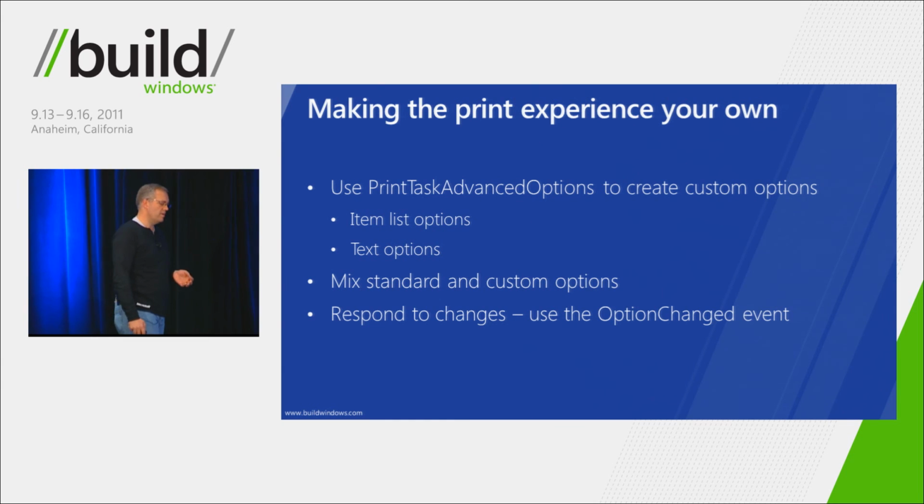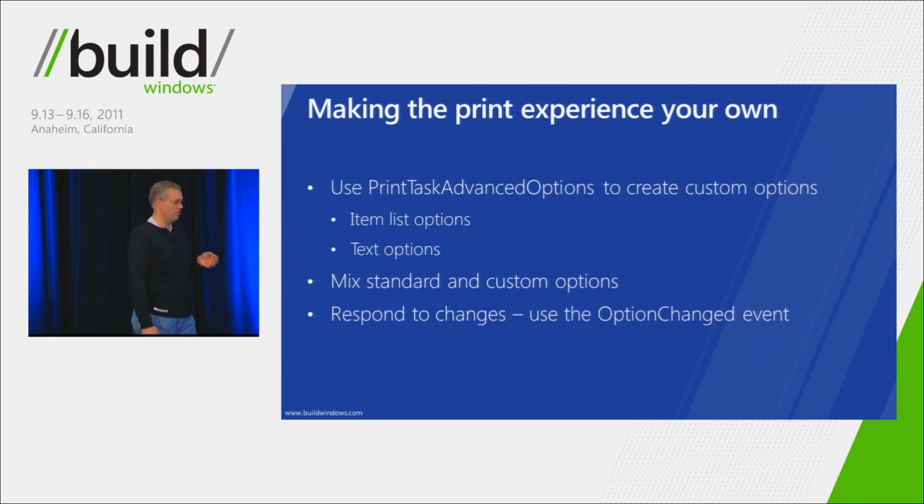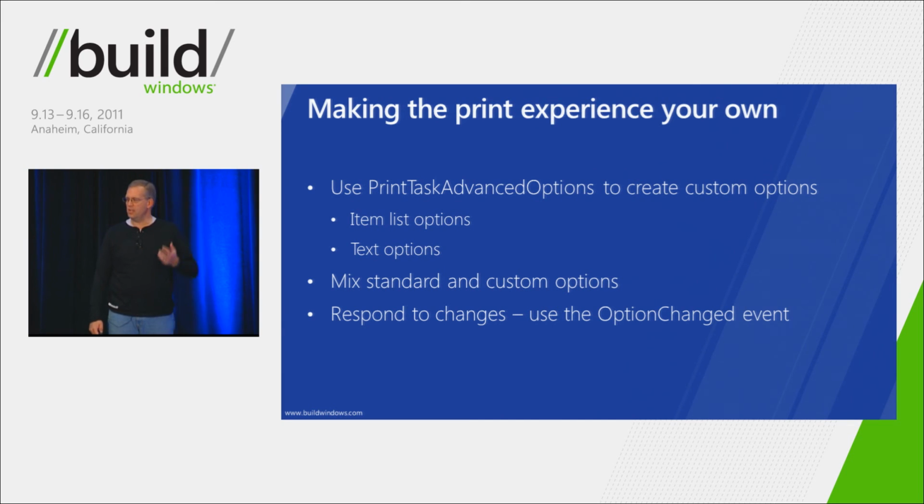The other thing I talked about was how you can make the print experience your own. How you can really get rid of this experience issue and bring printing down so it really helps your users and helps things get done. Talked about using the print task advanced options to add both an option list and a text string. Talked about the fact that you can mix the custom options. And I didn't really show it here, but I could make my custom option be the first thing if I wanted to. I'm not required to just put them at the end. I can remove all of the Microsoft options and just put my own options. It's up to you. It's your print experience. Think of it that way.